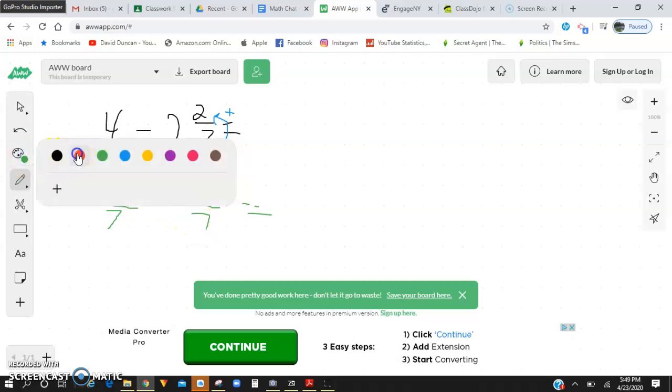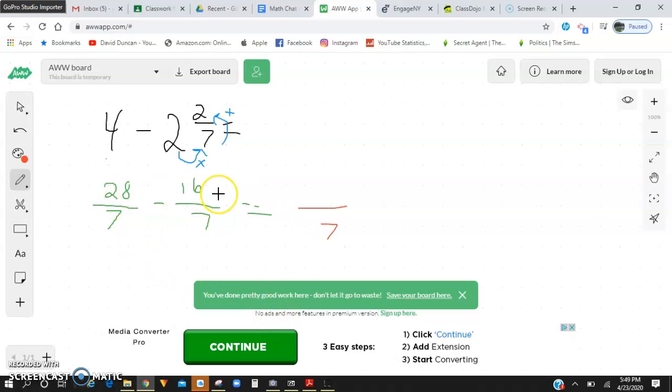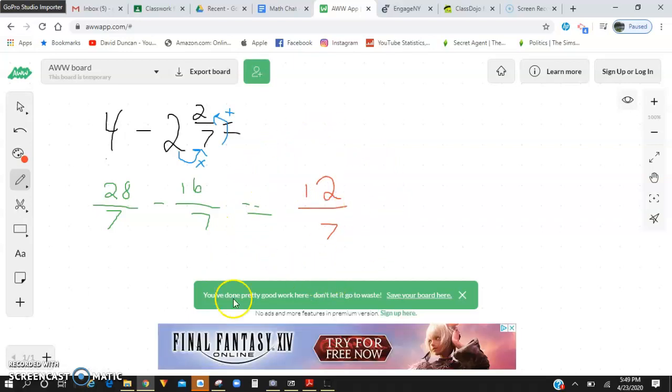So now that I have the same denominator, I can bring my denominator over of 7, and 28 minus 16 is going to get me, what, 12, I believe? Yes, 12. Now this is not going to be my final answer because this again is an improper fraction where the numerator is bigger than the denominator. So I want to change that, and I have to ask myself, how many times does 7 go into 12? I know 7 can go into 12 one whole time, and left over is 7 counting up to 12. So 7, 8, 9, 10, 11, 12. There's 5 left over. So my answer is 1 and 5 sevenths.